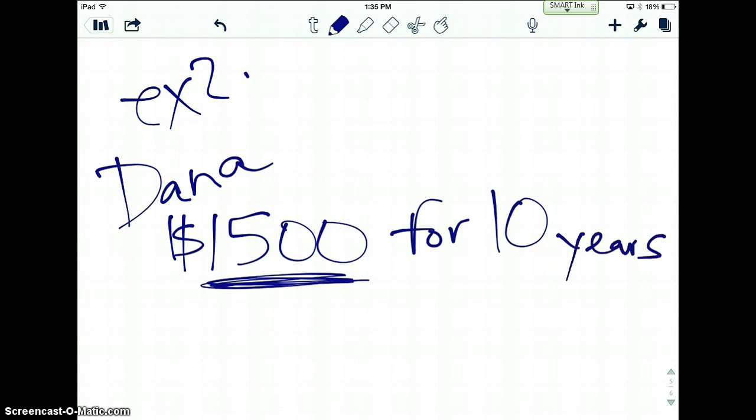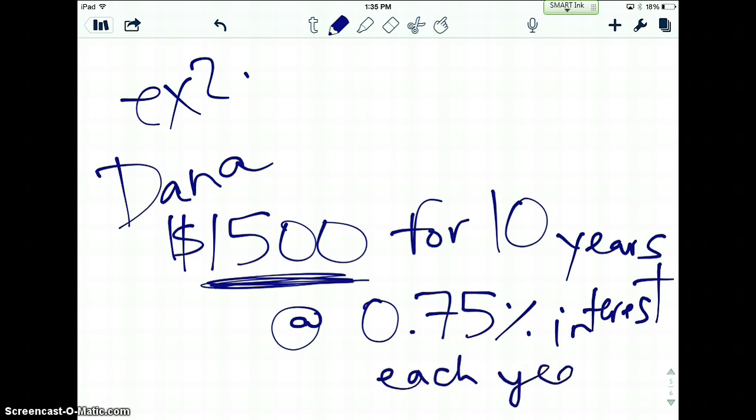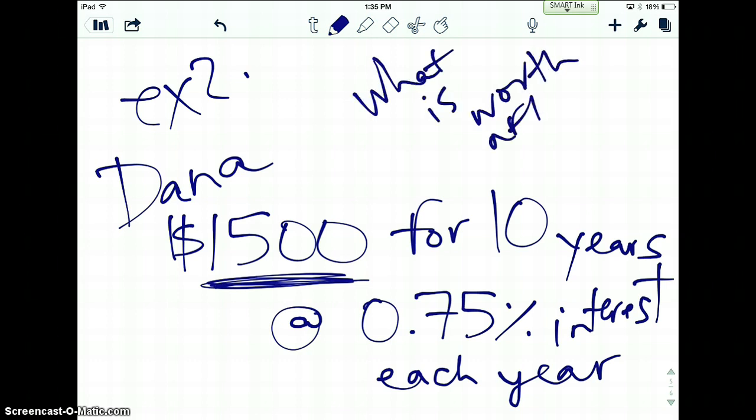And this bank is going to give her, this is at 0.75% interest. Simple interest each year. Okay? And we want to know, what's it worth? What is the worth after 10 years? Is she going to be way ahead of her partner Dan? Who knows? Maybe they're not dating. So let's check this out.